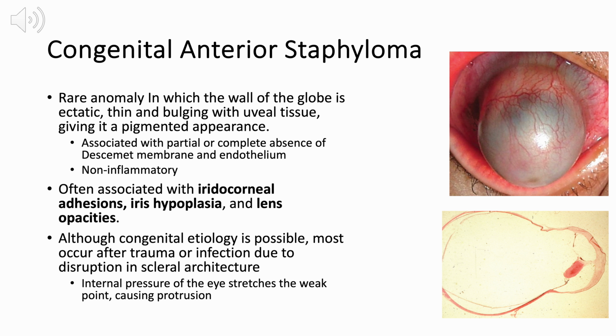While a congenital origin is possible, many cases develop following trauma or infection that disrupts the scleral architecture, allowing the internal pressure of the eye to stretch the weakened area and cause protrusion. The images on the right illustrate the clinical and histologic appearance of congenital anterior staphyloma. The top image shows an opaque, vascularized cornea protruding between the eyelids, with visible engorged vessels overlying the uveal tissue. The bottom histologic section reveals thinning of the corneal and scleral tissues with anterior protrusion lined internally by pigmented uveal tissue.